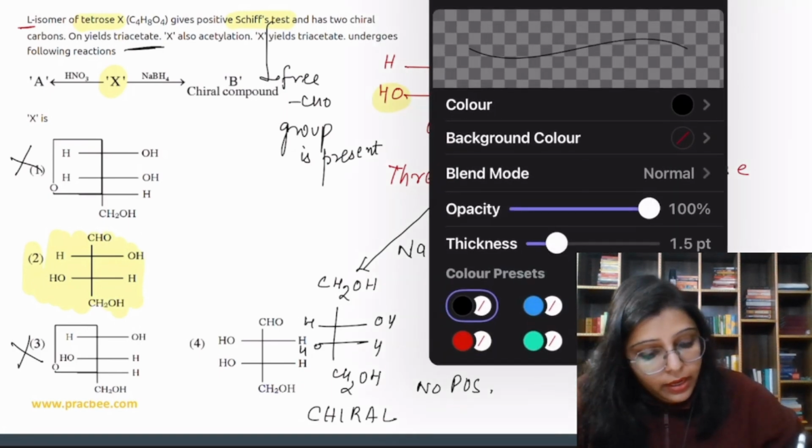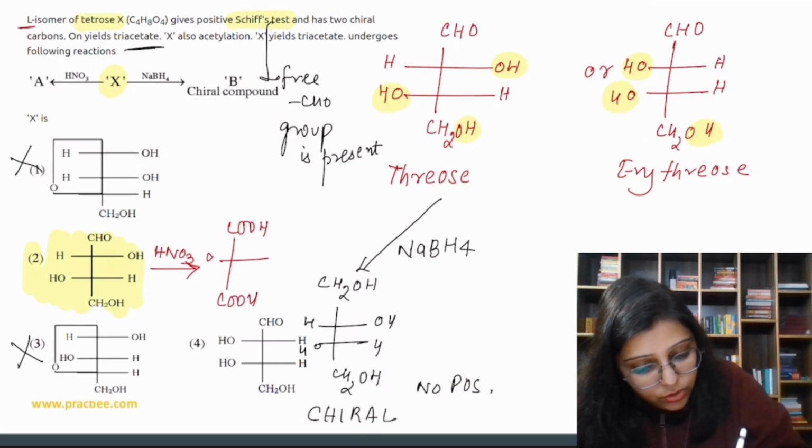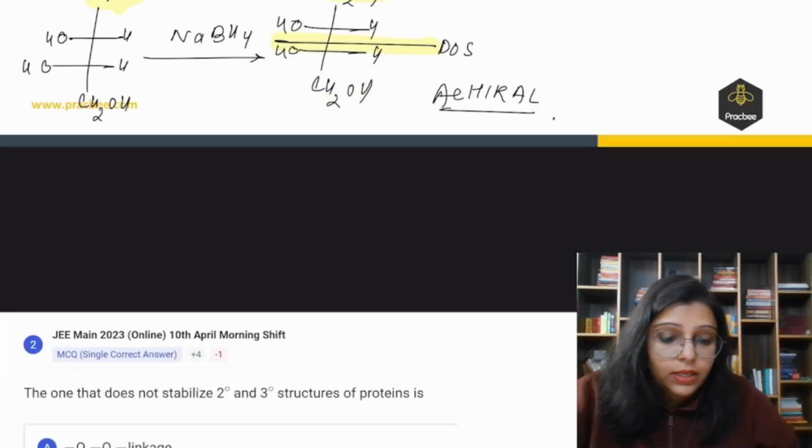And if I react this with HNO3, then what happens? CHO is converted to COOH, even CH2OH is converted to COOH, HOH and OHH. Okay, clear? So option 2 is going to be the correct answer.